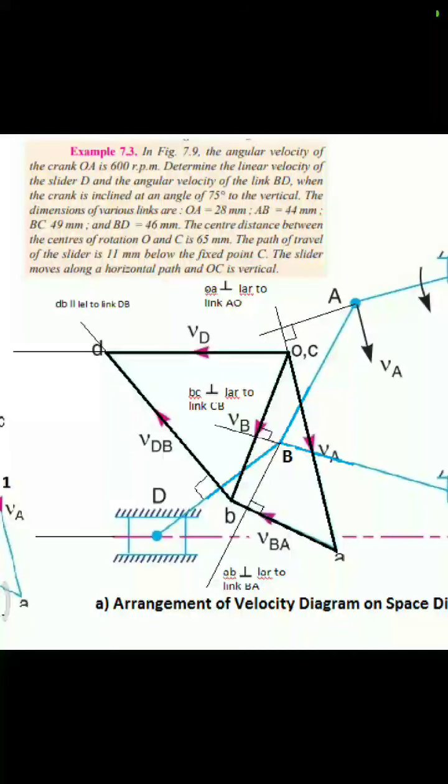Hi guys, we will see another problem on velocities in mechanisms. The angular velocity of crank OA is 600 rpm. Determine the linear velocity of the slider D and the angular velocity of the link BD.